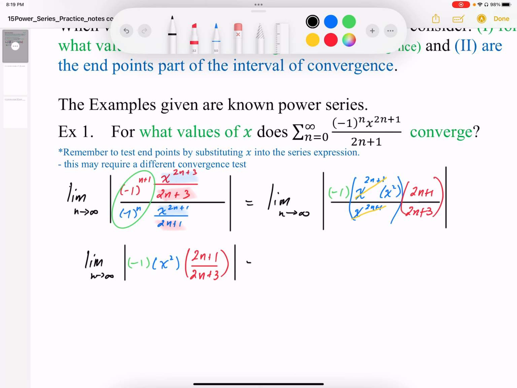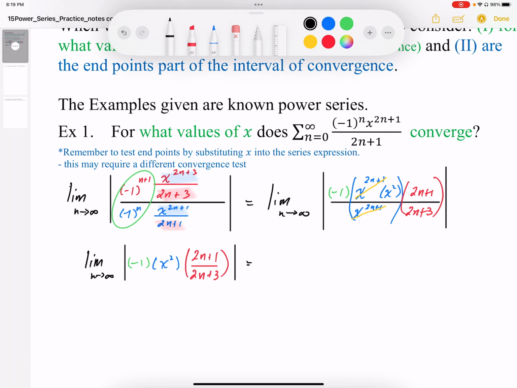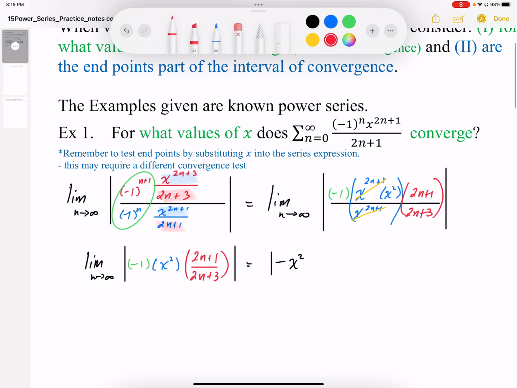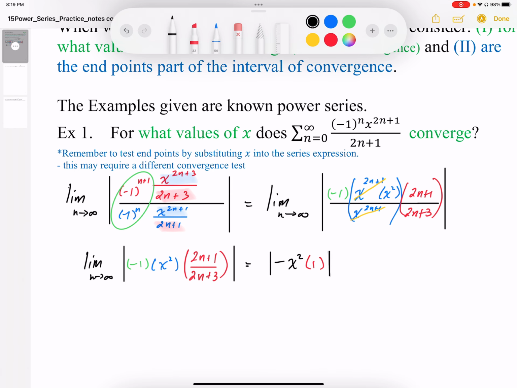Okay, so then the last step here, I'm going to actually apply the limit, and I know that this is going to be equal to negative absolute value of negative x squared, and I'm going to put the plus times 1 in here just to show what happened to the red term. The red term became 1, and this must be less than 1.